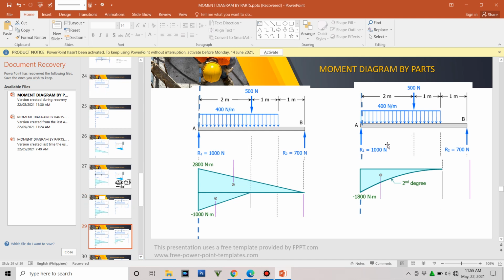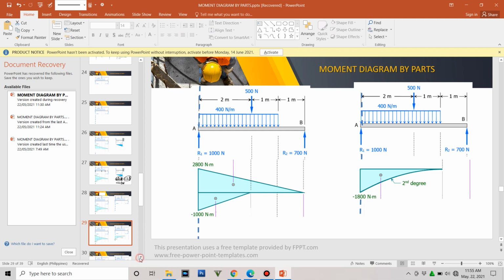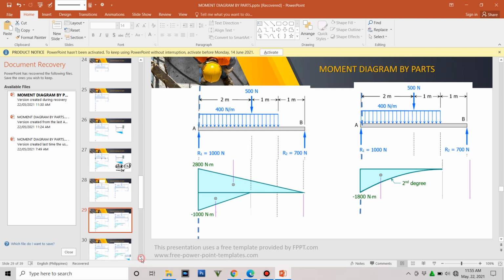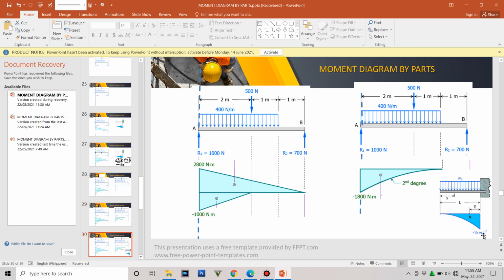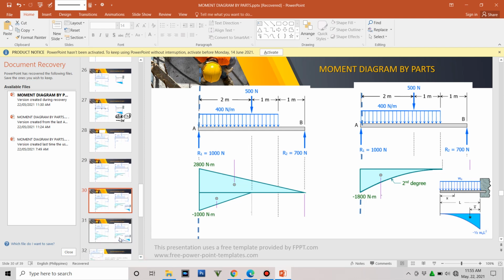For our distributed load, ayun nga, ito yung distributed load. So, ang pinakamataas ay nandun sa reference line mo. This came from the formula. Paano nakuha yung 1/8? This came from the formula WL squared all over 2. Ito, WL squared all over 2. So, we enlarge that one. Ayan. WL squared all over 2. Ano yung W natin dito? 400. So, our W is 400.